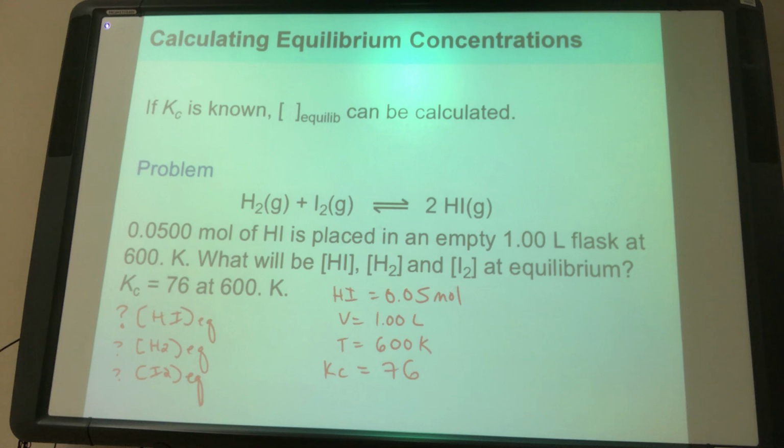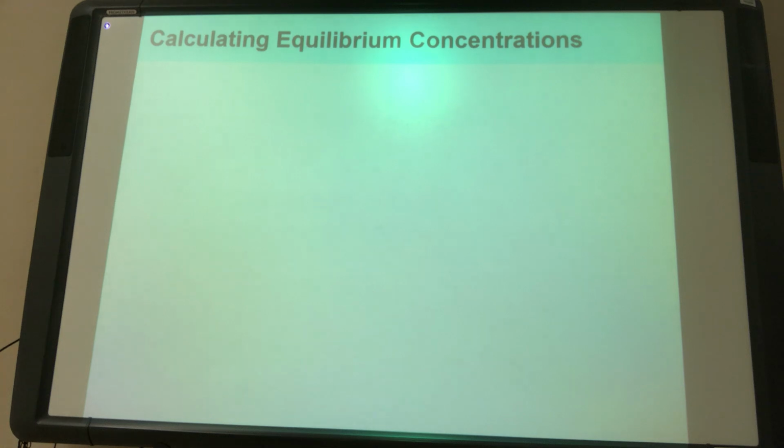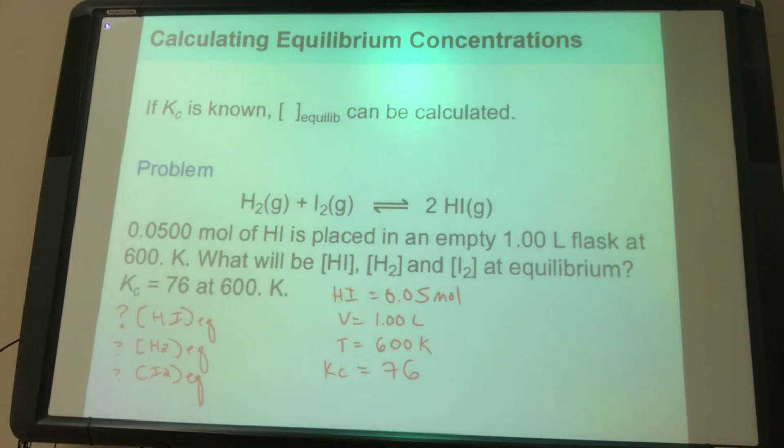But you don't always have to use the ICE table. Sometimes it's easier, like the stuff that we did in the beginning, where it's just plug it in and solve. All right, so let's do an ICE table. H2 gas plus I2 gas goes to 2HI gas. Initial, change, equilibrium.